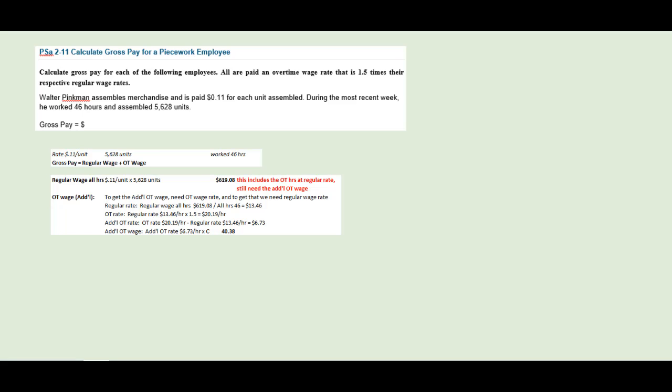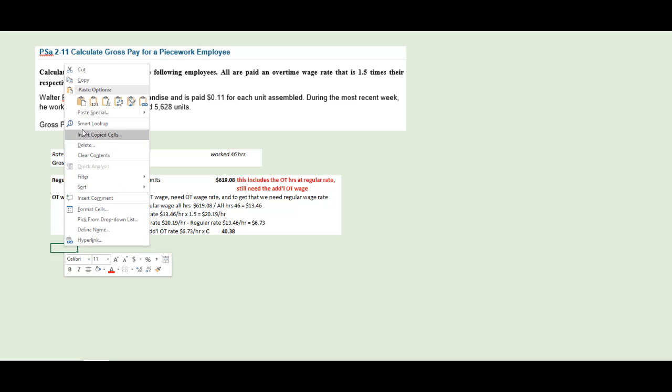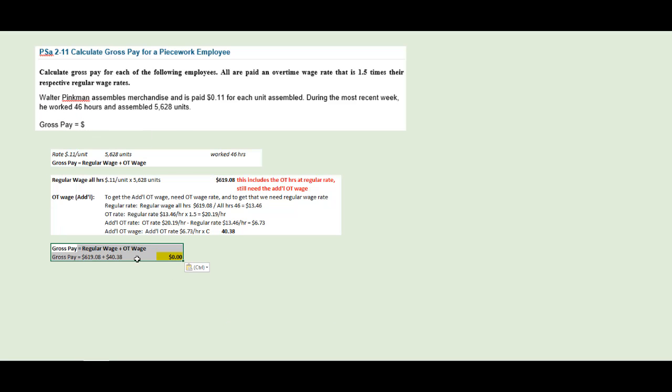So now we have 2 components, both the regular wage and the overtime wage. So that's $619.08 right here, plus the $40.38 for the additional overtime wage. And that comes out to $659.46.